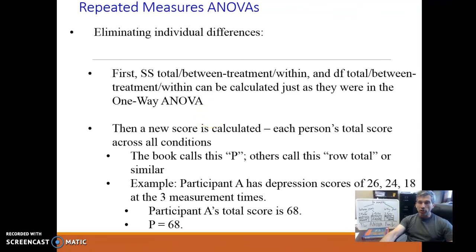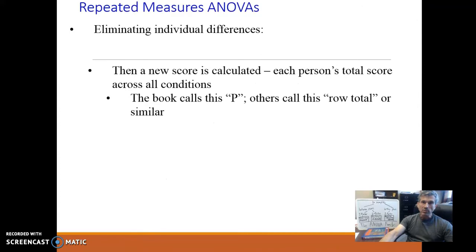So calculating P just means take each participant, add up all of their scores on the DV together, and that is the P for each one. So you wind up with one score for each participant. That's just all of their measurements added up. Very, very basic to calculate.